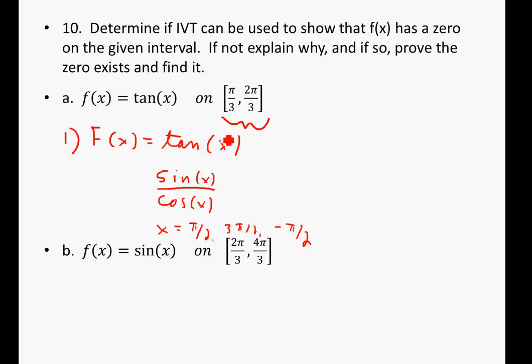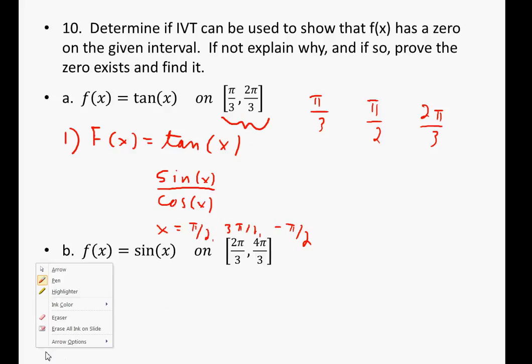Now it turns out pi over 2 is on this interval, because pi over 3 is 1/3 pi, pi over 2 is 1/2 pi, a little bit bigger than 1/3 pi, and then 2 pi over 3 is 2/3 pi, which is bigger than pi over 2. So tangent is undefined at pi over 2, which means, since pi over 2 is on this interval, we cannot use IVT, because IVT only works if the function is continuous on the whole interval. Tangent is continuous everywhere on the interval except for pi over 2. But if it's discontinuous at one point, then IVT can't be used.